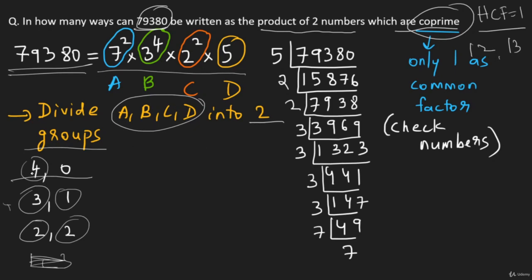Now, in how many ways can we do this one over here? 4 and 0. We can do it in only one way, right? What is that one way? That's A, B, C and D together in one group. That's multiplied with nothing, which is 1, right? Because 1 is a factor of every number. So writing 79380 as 1 into 79380 is this possibility, which is only one possibility.